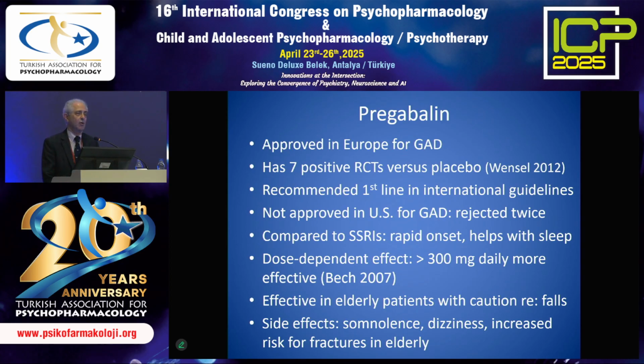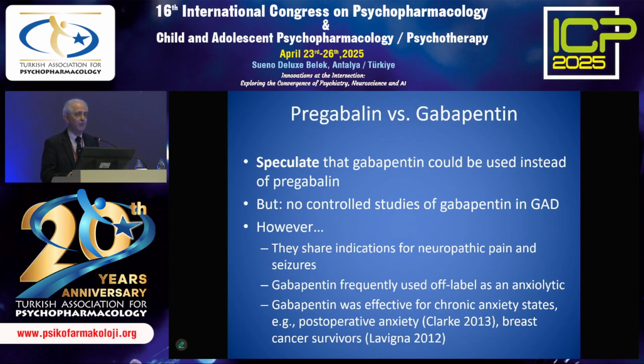There is a study in older adults with pregabalin, although there were some people who took falls in that study, so you do have to have appropriate caution. And dizziness is a side effect, somnolence, and increased risk for fractures if you do fall. So some have wondered about pregabalin, since that's very similar to gabapentin. How about that for GAD?